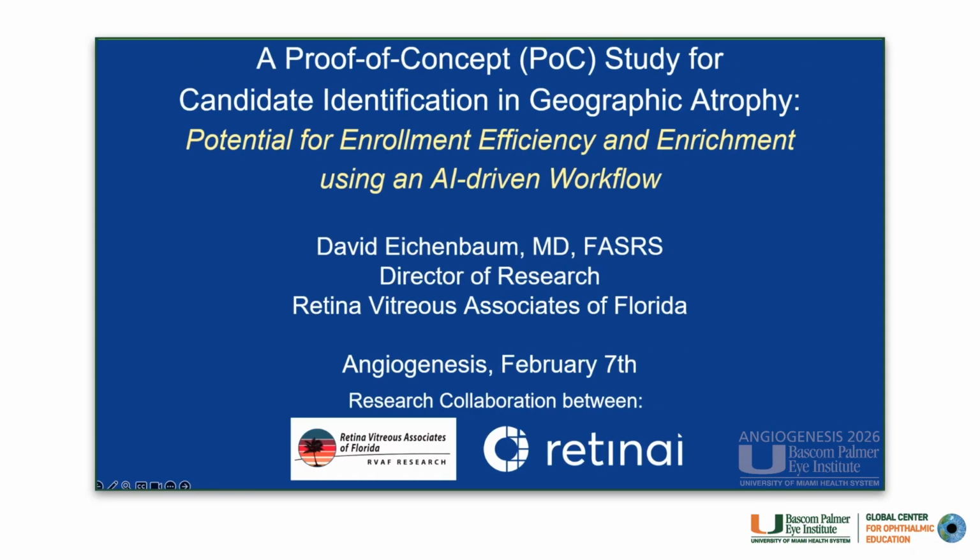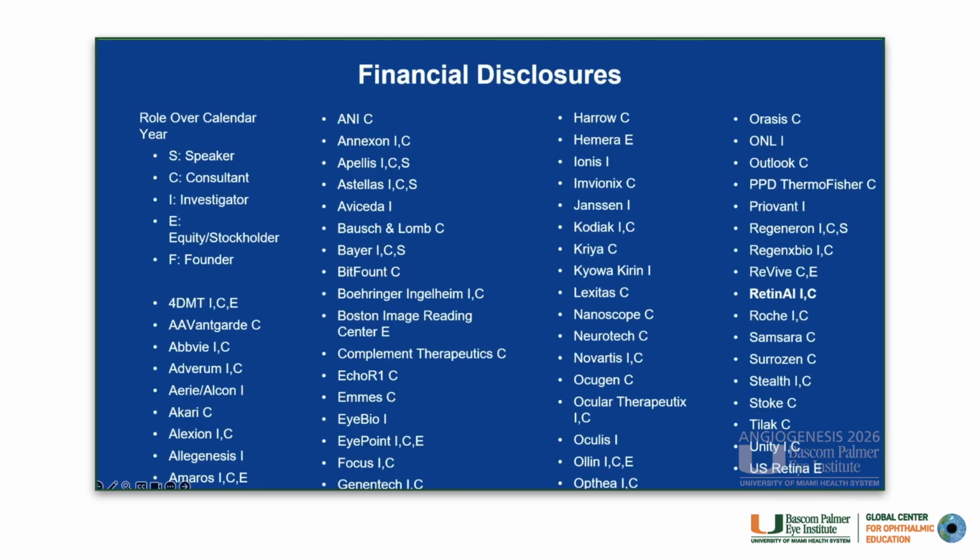I'm David Eichenbaum from Retina Vitreous Associates of Florida, and I'm grateful to Angiogenesis for inviting me to present a proof of concept study for candidate identification in geographic atrophy, potential for enrollment efficiency and enrichment using an AI-driven workflow in collaboration with Retina AI. These are my financial disclosures of note. I'm an investigator and a consultant for Retina AI.